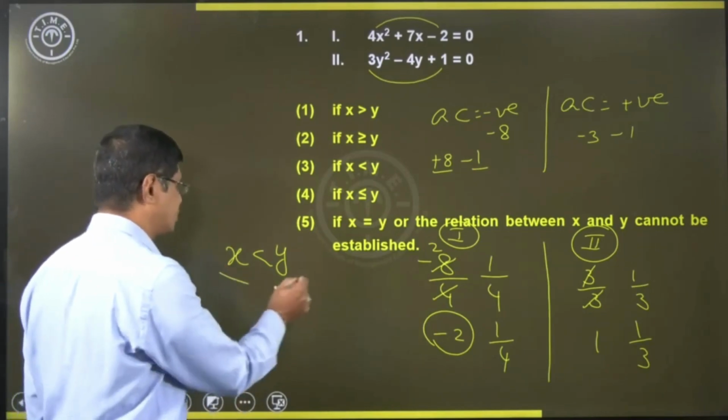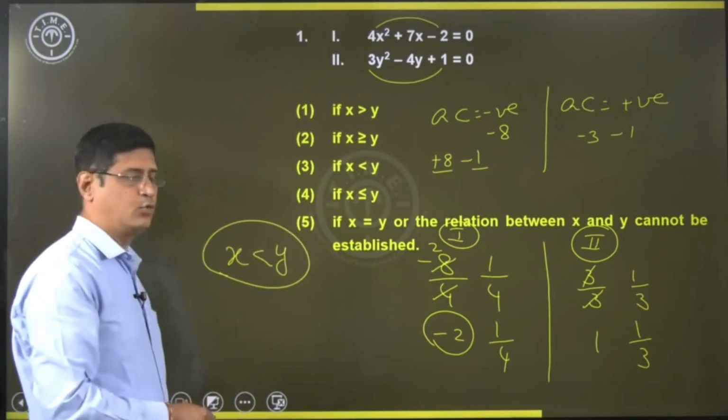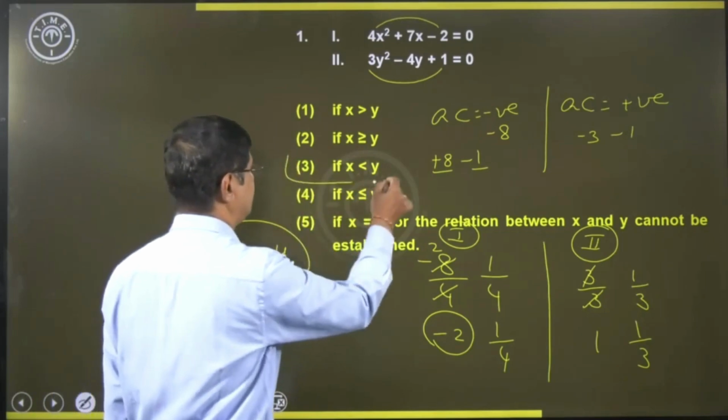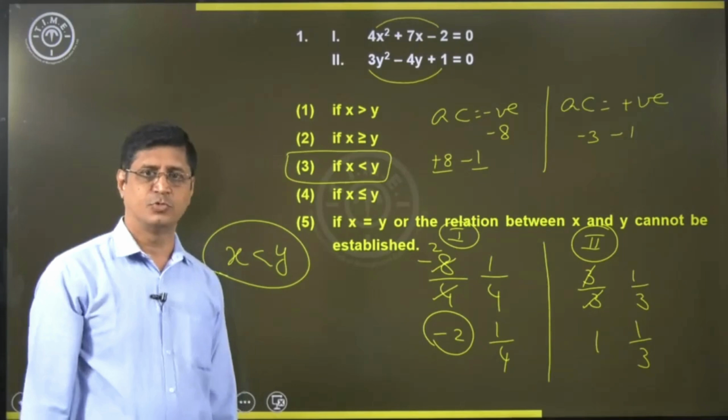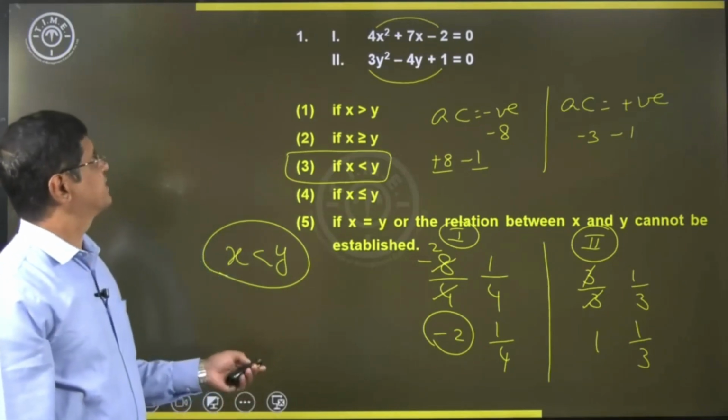So what is the condition here? X is less than y. X is less than y means right choice, option number 3. Third option is the right answer. Okay. Look at the next example.